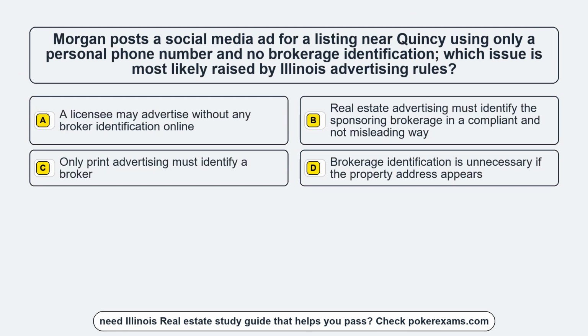Question 22. Morgan posts a social media ad for a listing near Quincy using only a personal phone number and no brokerage identification. Which issue is most likely raised by Illinois advertising rules? Option A. A licensee may advertise without any broker identification online. Option B. Real estate advertising must identify the sponsoring brokerage in a compliant and not misleading way. Option C. Only print advertising must identify a broker. Option D. Brokerage identification is unnecessary if the property address appears.